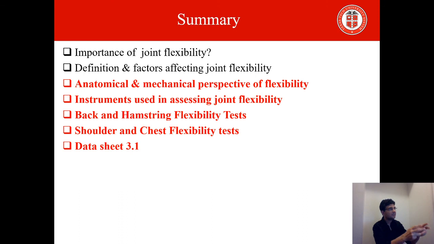Those were the direct methods. For the indirect methods, we talked about 4 tests: the traditional sit and reach test, the chair sit and reach test, the shoulder elevation test, and the back scratch test. And then at the end, we discussed how to put the values which we get out of our flexibility tests into the data sheets and compare them with the normal values.